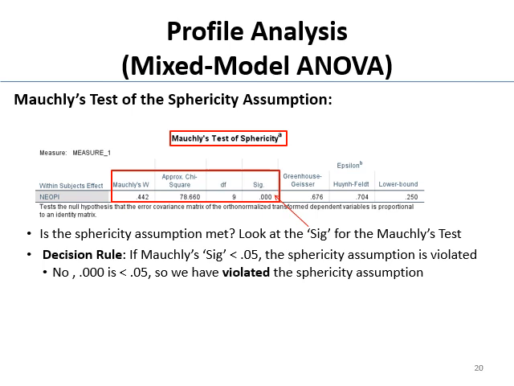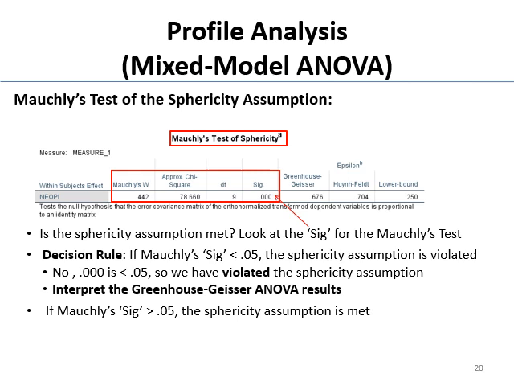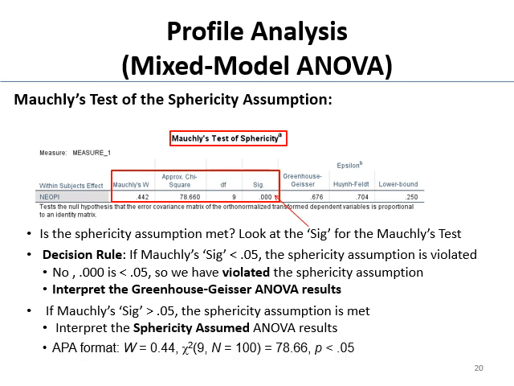We have violated this sphericity assumption, like usual. So 0.000 is less than 0.05. So we do not have homogeneous variances and covariances. That is, the sphericity assumption is not met. So we're going to use the Greenhouse-Geisser ANOVA results, which you almost always have to do anyway. However, if Mauchly's sig had been greater than 0.05, the sphericity assumption would have been met, and you would have used the sphericity assumed line of ANOVA results. So this probably rings a bell to some extent.